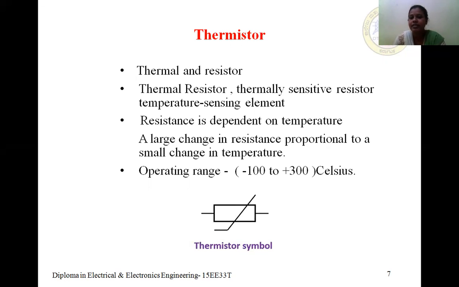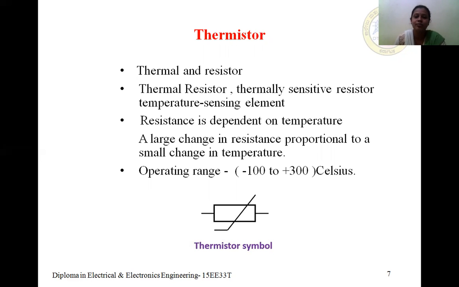Here, resistance is dependent on the temperature. That is, a large change in resistance is proportional to a small change in the temperature. Here the operating range is minus 100 to plus 300 degrees. This is the operating range of the thermistor. So the thermistor means a resistance dependent on temperature, that is, a large change in resistance proportional to a small change in the temperature.